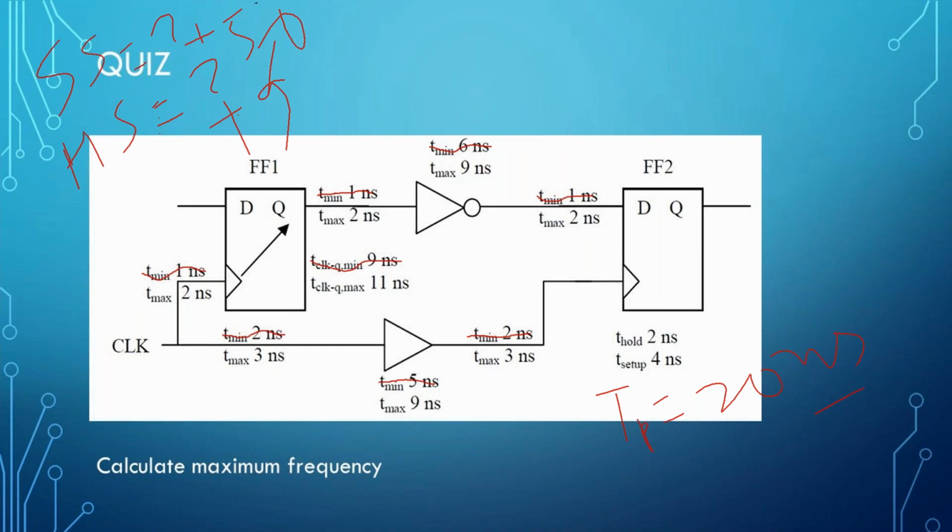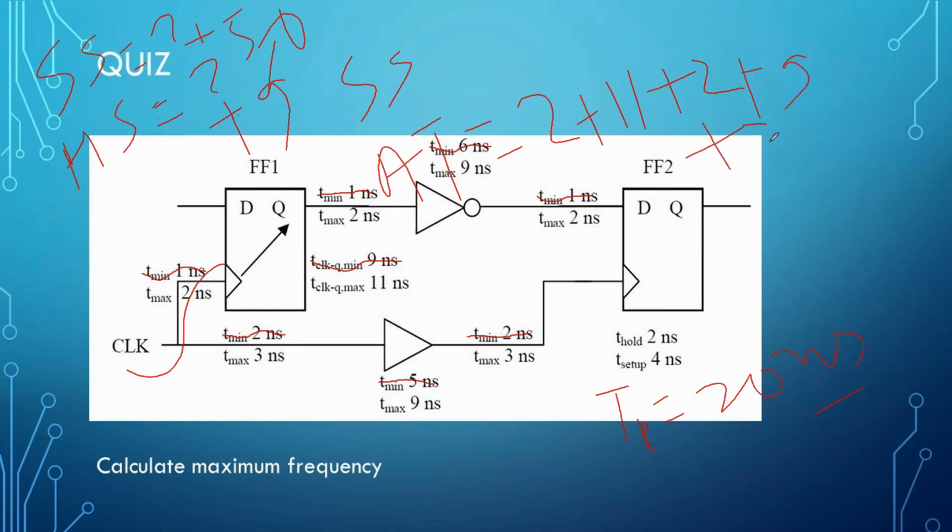So let's do it for setup slack. We have to find the arrival time. What is the arrival time? T launch is 2 nanoseconds. Clock to Q delay is 11 nanoseconds. This net delay is 2 nanoseconds. This inverter delay is 9, plus 2. So how much is it? 26 nanoseconds. Correct?